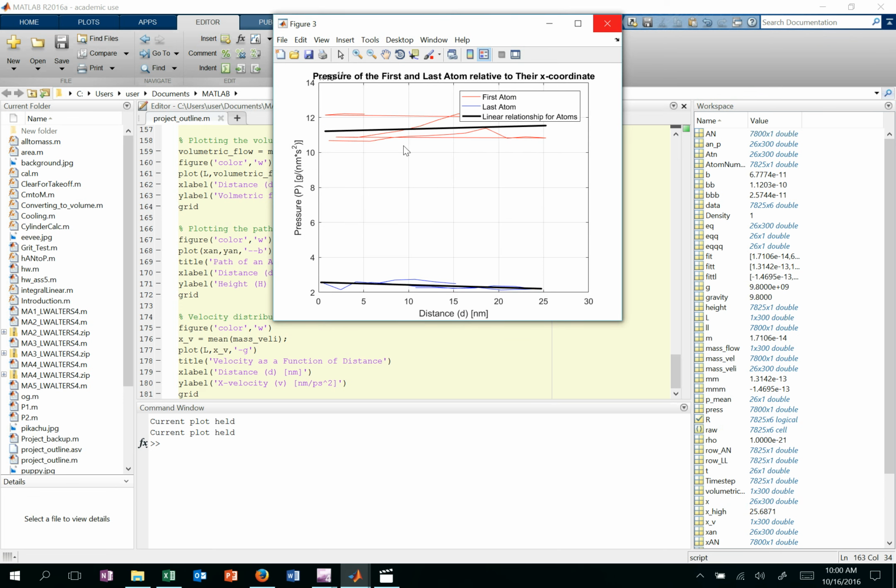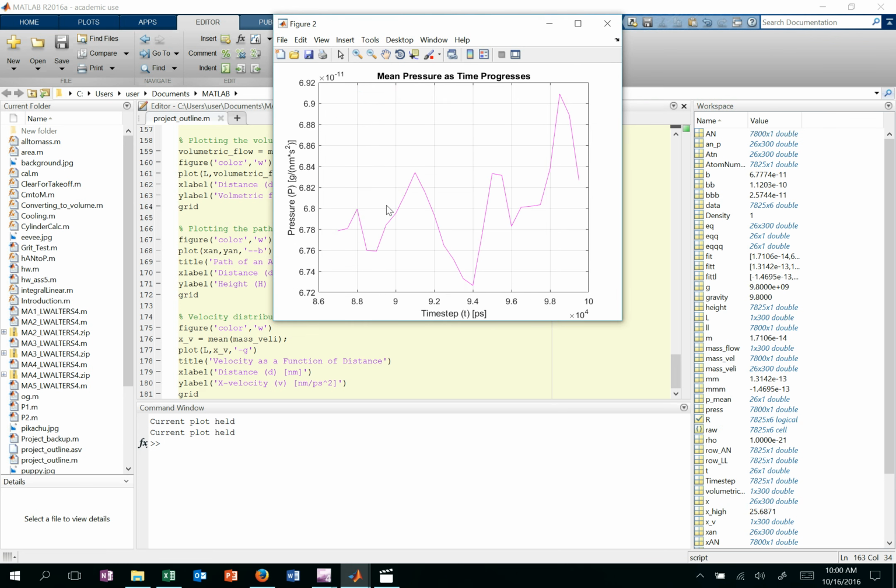And this is pressure of the first and last atom relative to their x-coordinate. So this is the pressure as a function of distance, which is what we just looked at. And then this is the mean. So if you just wanted to get a general idea, this is the mean pressure, the average as a function of time.